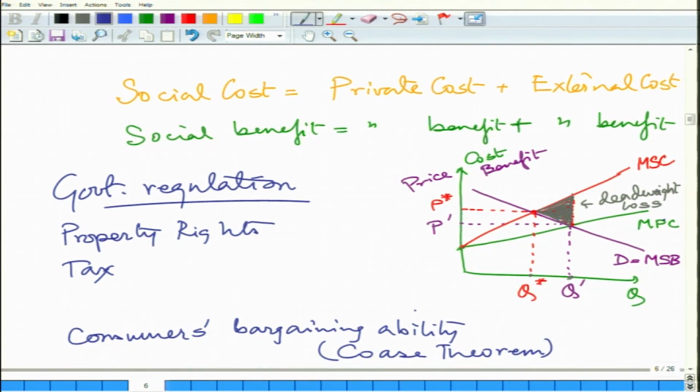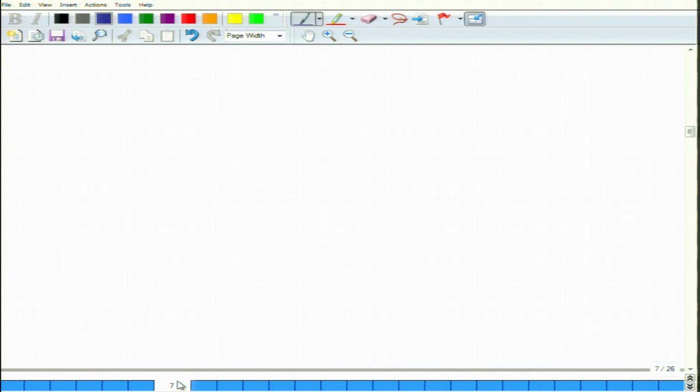And there can also be transaction costs, which the government may ask these polluting industries to pay. Let us see. So slowly we will go one by one. What happens in terms of production when we have a property right?